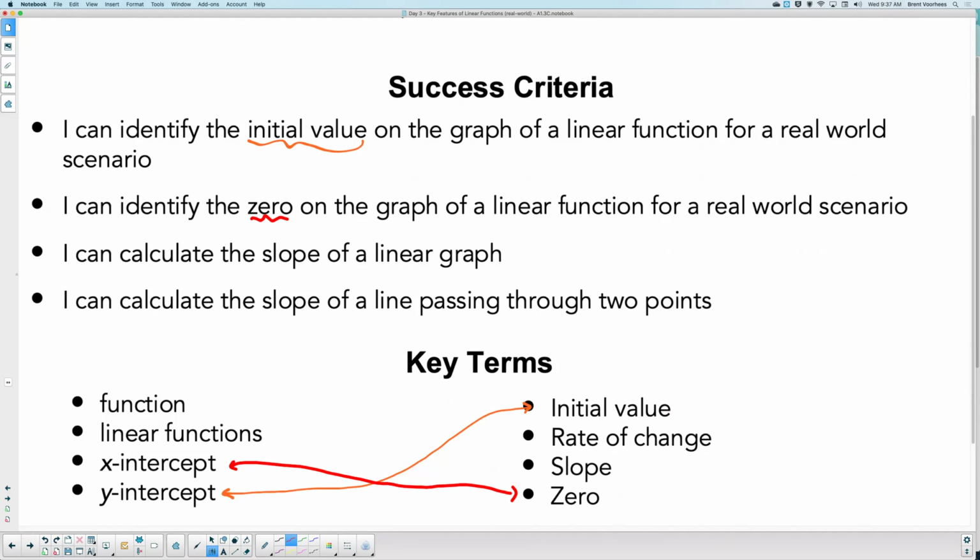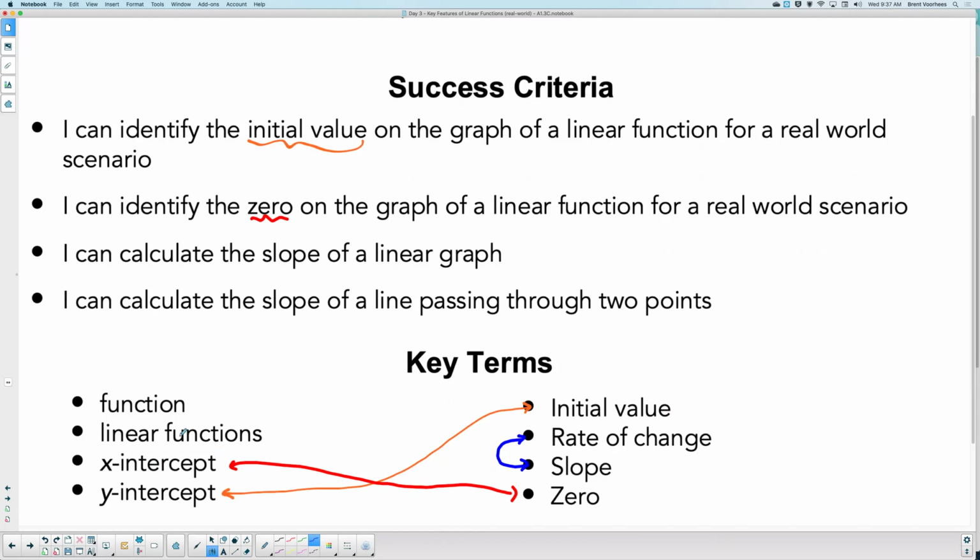We can calculate the slope of a linear graph, and we can calculate the slope of a line passing through 2 points. Slope had another name as well. Does anybody remember the other name for slope? No, it was rate of change. Those were your synonyms right there. Those words all have the same meaning.